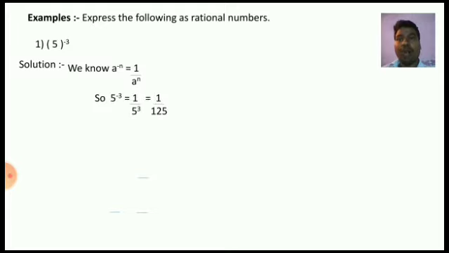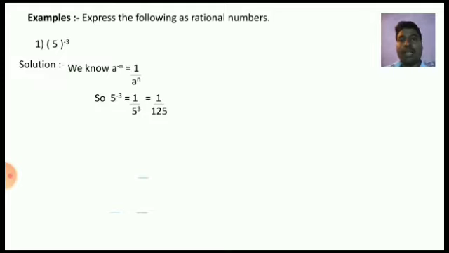So 5 raised to minus 3 is equal to 1 divided by 5 raised to 3. 5 raised to 3 means 5 cube, so we multiply 5 by 3 times: 5 into 5 into 5. If we multiply 5 three times, we get the answer 125.